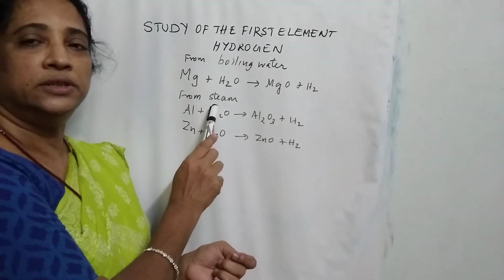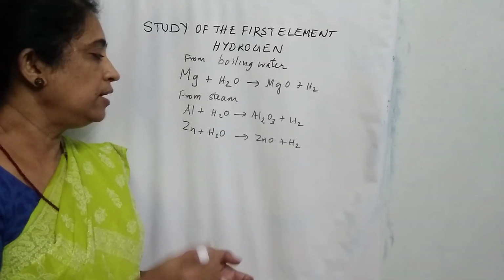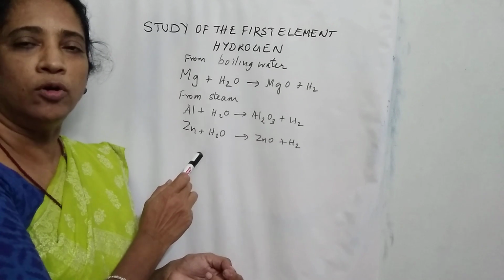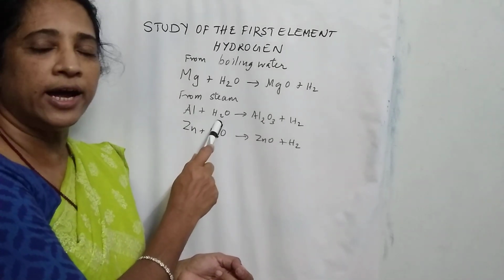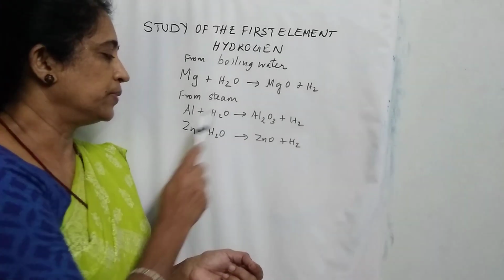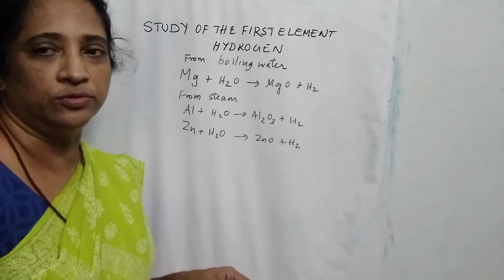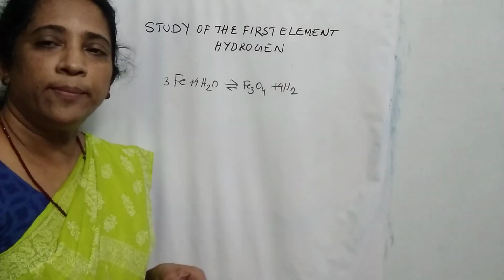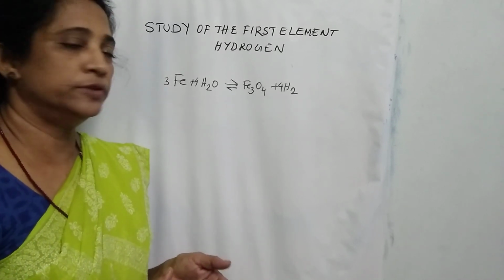Then steam. From steam also we can prepare hydrogen by using aluminium or zinc. The equation is aluminium reacts with steam to give Al2O3 plus H2. Zinc reacts with steam to give ZnO plus H2.